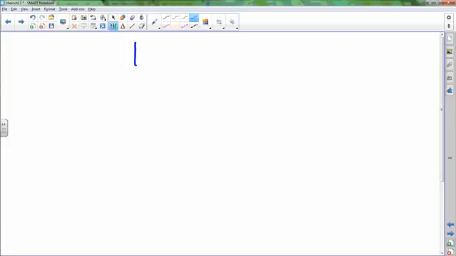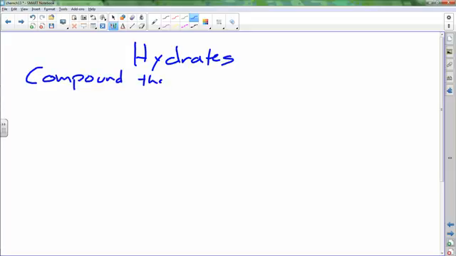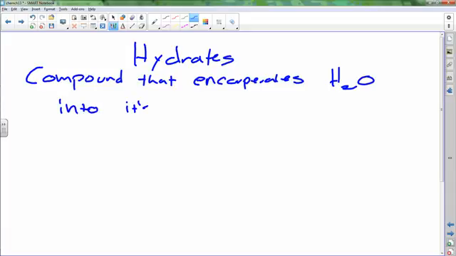We'll move on and talk about hydrates. So the stuff in this chapter is just kind of a mishmash of certain things that it's good to know, not necessarily connected to each other. Okay, a hydrate is a compound that incorporates water into its solid form.